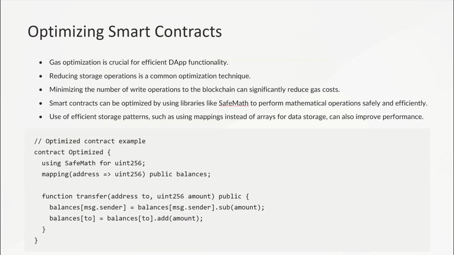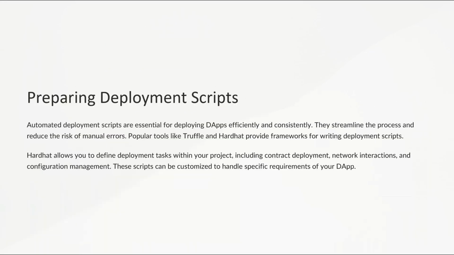Optimizing your smart contracts is also important. Gas optimization reduces costs and improves efficiency. For example, using mappings instead of arrays for data storage can reduce gas costs. And libraries like SafeMath ensure your mathematical operations are both safe and efficient.